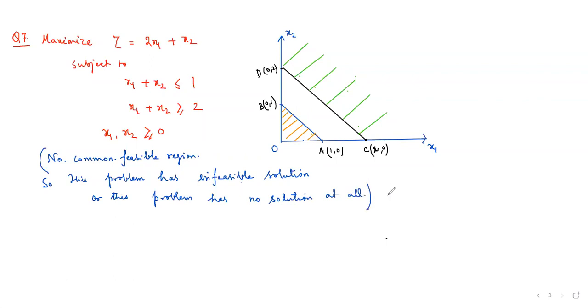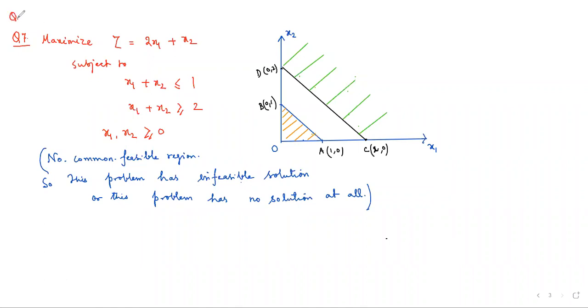So one fundamental requirement for finding a solution, a maximized value or the minimized value, is to have a common feasible region in an LPP. If you cannot find the common feasible region, you will not find any solution at all. If you find a common feasible region, then probably you can find a solution. Otherwise, you will not be able to find the solution.